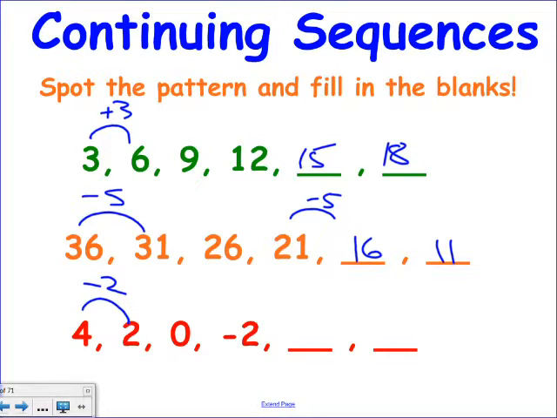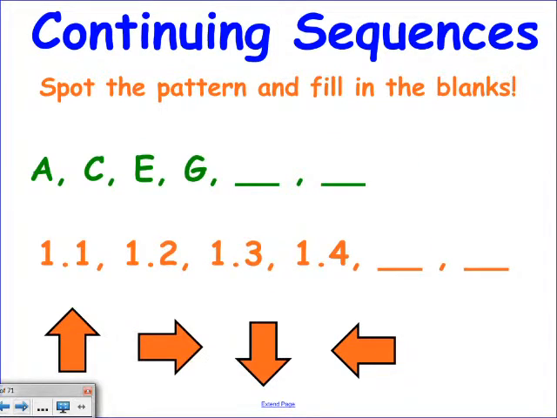-2. So I end up with -4 and -6. Continuing sequences might not involve numbers specifically, nice round numbers. You might get sequences with letters. A, C, E, G. What's the next one along?